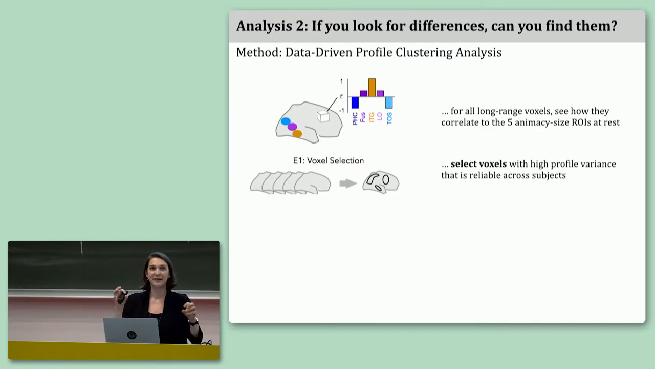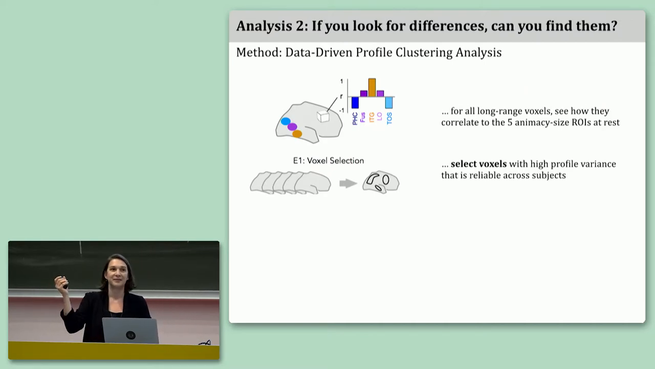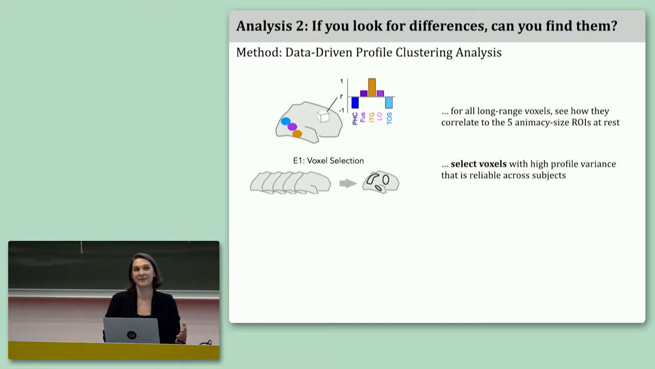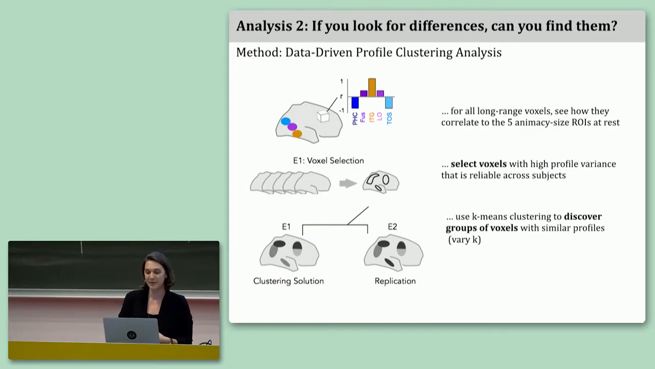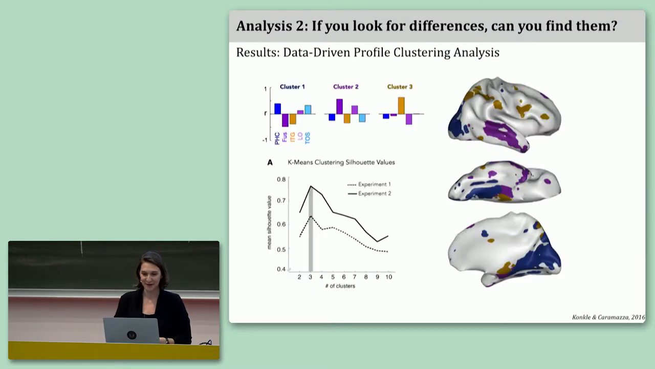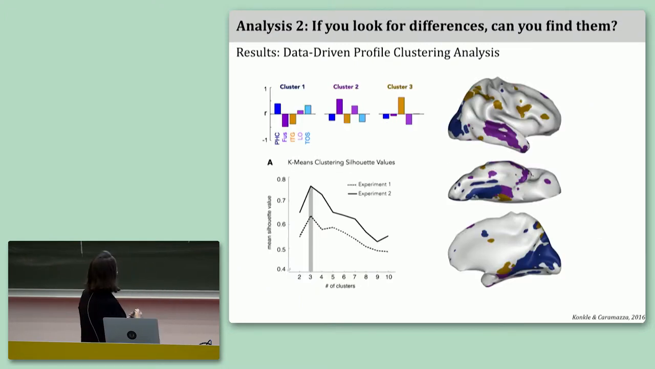And then what we want to do is select the voxels that have a distinctive profile that correlates more with some seed regions than others in a consistent way across subjects. Now, that's nice because it doesn't specify what kind of profile. It could be like these 3 and not those 2, or it could have a ramping; there are lots of possible ways you can differentially correlate among these regions. And so to get a sense of what was going on there, we used a k-means clustering analysis to discover the groups of voxels that had similar profiles so we could see what they were correlated with. And then we ran this in a replication experiment to make sure what we found was real. So let me walk you through the results.